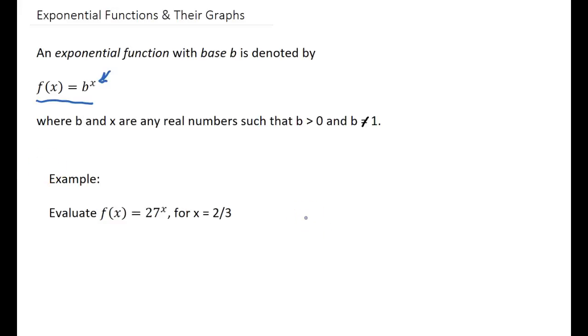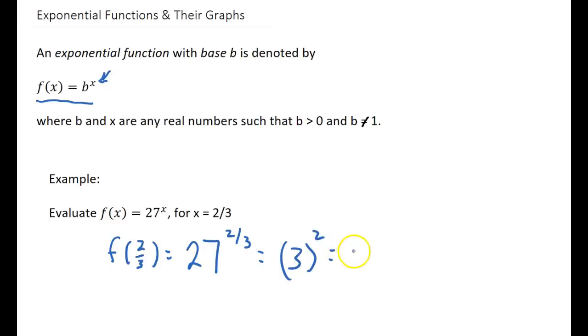So here's an example. Let's evaluate f of x equals 27 raised to the x power for x equals 2/3. So that means f of 2/3 is 27 raised to the 2/3. That means take the cube root of 27, which is 3, and square it, and you get 9.